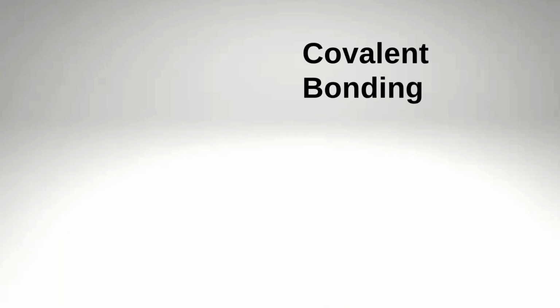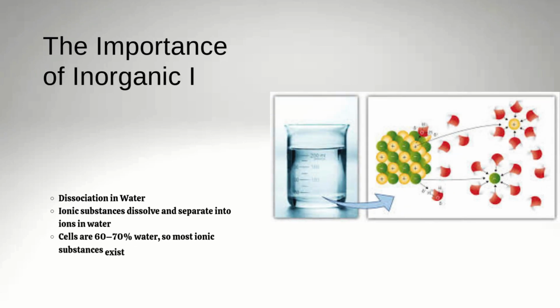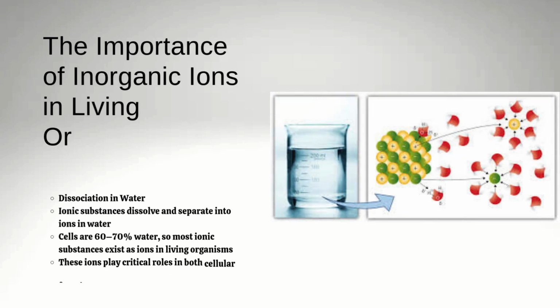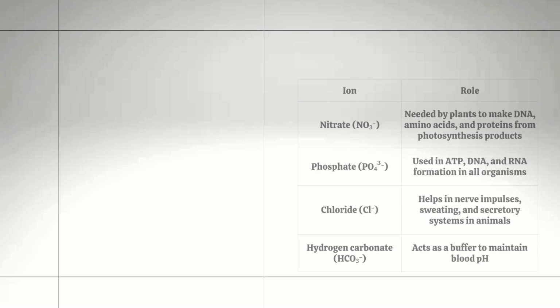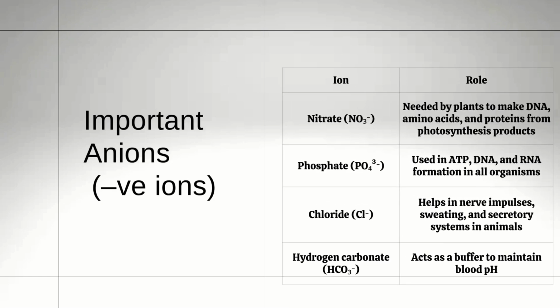Ionic substances dissolve and separate into ions in water. Cells are 60 to 70% water, so most ionic substances exist as ions in living organisms. These ions play critical roles in both cellular function and the body systems of organisms. Let's take a closer look at the important inorganic ions, or what we call anions and cations, in living organisms.